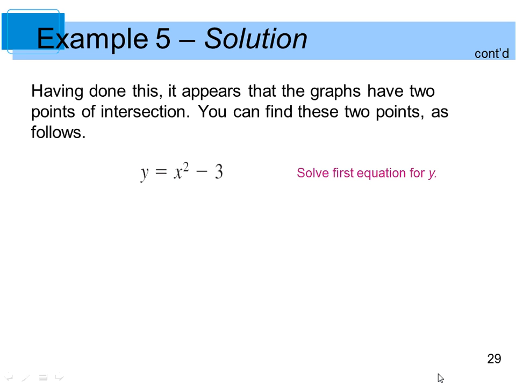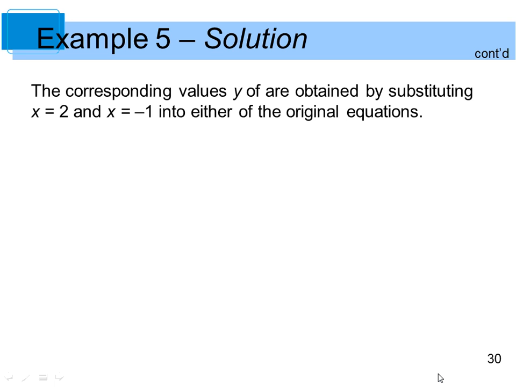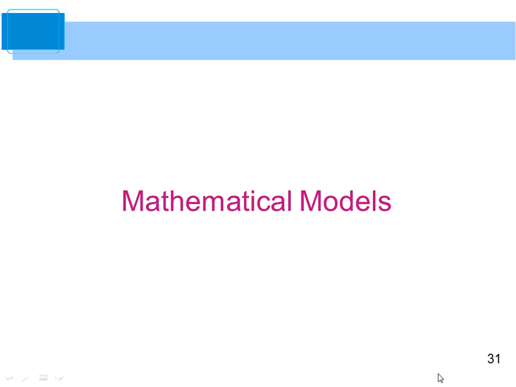So it appears that the two graphs have 2 points of intersection. It just goes through here. Let's see if we got it right. I always wonder if we got it right. Let's see. 2 comma 1, negative 1 comma negative 2.